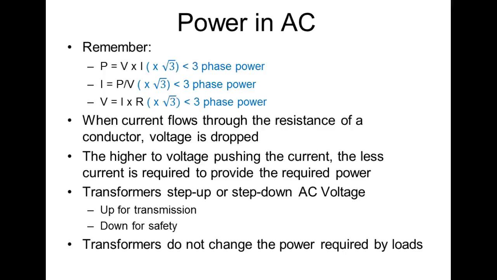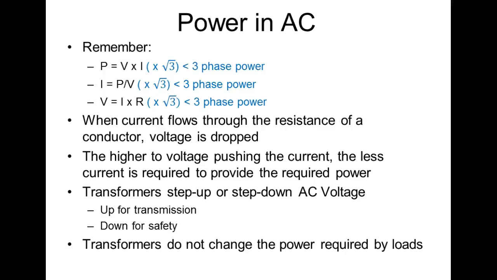When current flows through resistance, a conductor, of course, what happens? We get a voltage drop. The higher the voltage pushing the current, the less current is required to provide the required power. We've already looked at that. Transformers can do what to the voltage? Yeah, they can step that voltage up for transmission and step it down for safety. The power doesn't change. If we step it up, it requires less current to send that power.